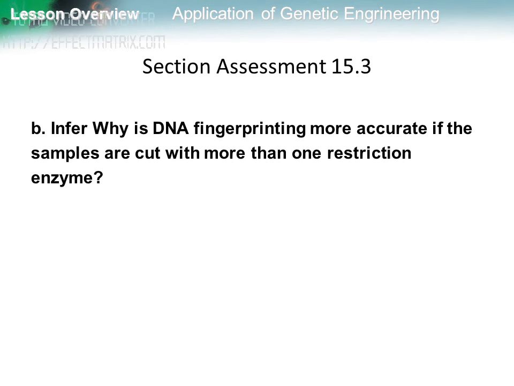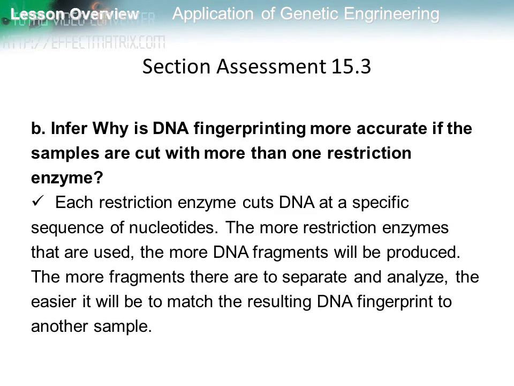Let's see another one. Why is DNA fingerprinting more accurate if the samples are cut with more than one restriction enzyme? Yes, each restriction enzyme cuts DNA at a specific sequence of nucleotides. The more restriction enzymes that are used, the more DNA fragments will be produced. The more fragments there are to separate and analyze, the easier it will be to match the resulting DNA fingerprint to another.